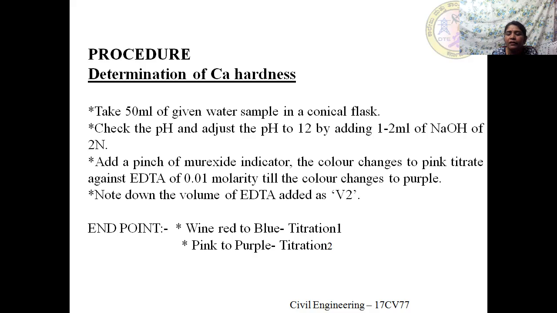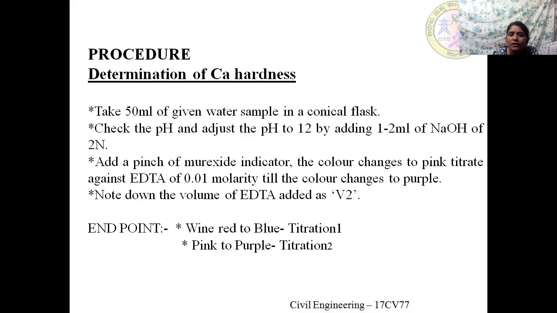Now we titrate the sample against the titrant EDTA of 0.01 molarity. The endpoint is purple. We note down the initial burette reading. We titrate it till the pink color changes to purple, stop the titration, and note down the final burette reading. The difference between the final burette reading and the initial burette reading will give us the volume of titrant added as V2.